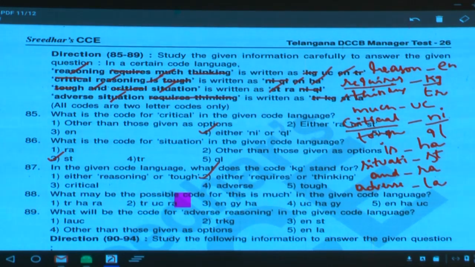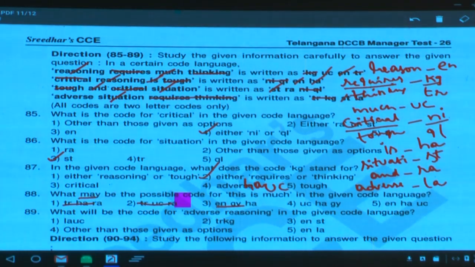88: what may be the possible code? Maybe means it is a possible code. Maybe the possible code for this is much. Much can be coded as UC and 'is' is coded as HA, isn't it? HA and UC should be present. And this is nowhere given in the words. The code for this word could be any of the codes other than the given codes, isn't it? Hence HAUC, choice 1 cannot be your answer, choice 2 cannot be your answer, choice 3 cannot be your answer. Now we are left with either choice 4 or choice 5.